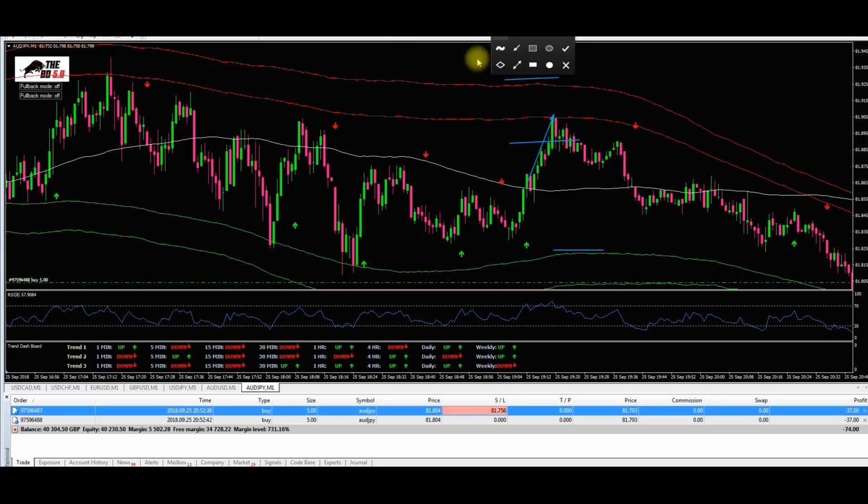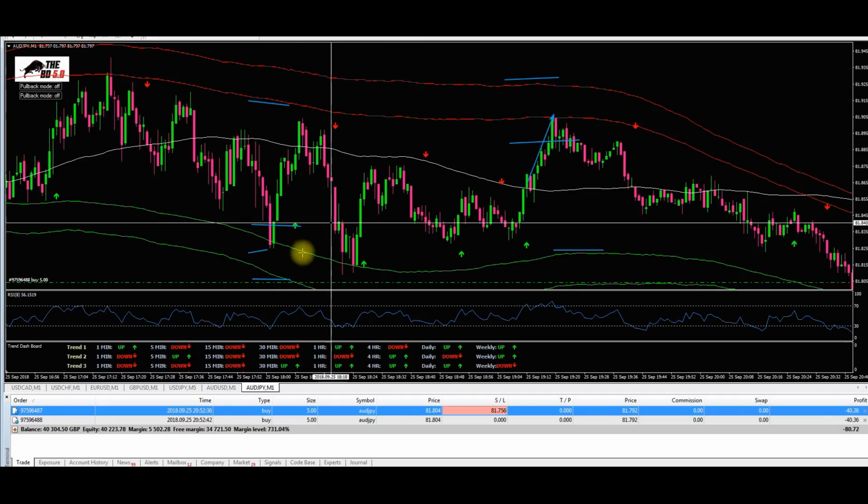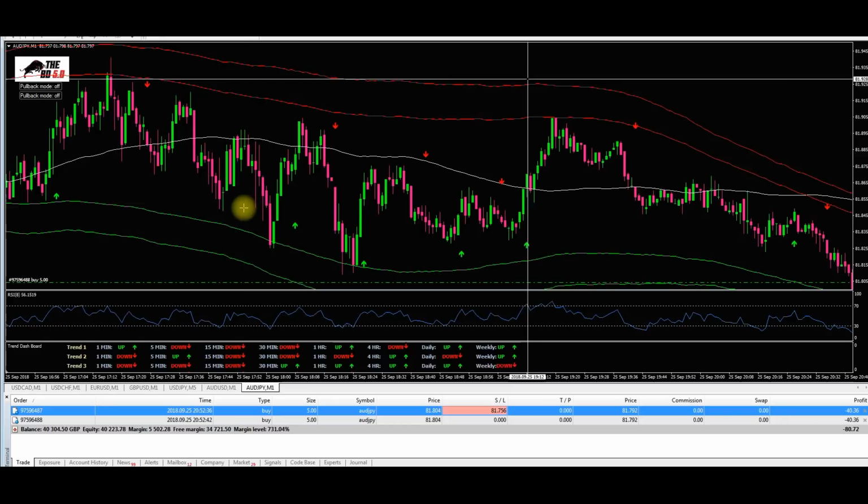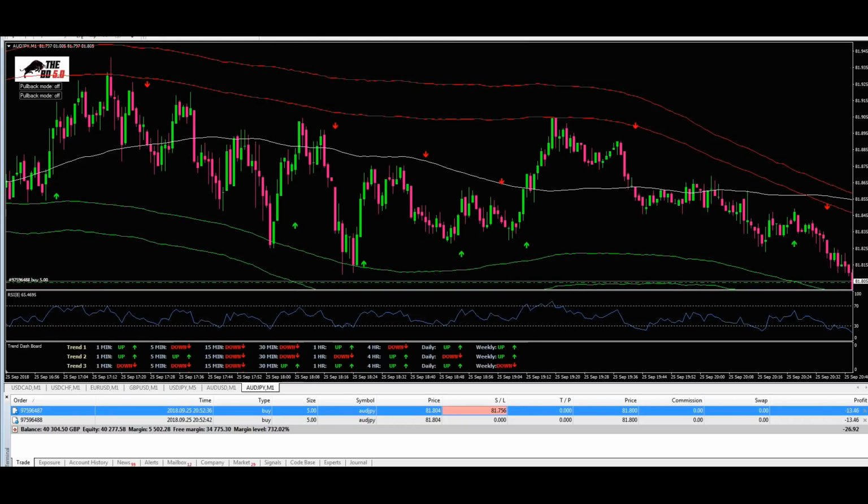Okay, and we can do that all along, even here. And let's say we got into a trade here, we set our stop loss at the bottom of the zone, our take profit at the top of the zone here. And would this have won? Yeah, that would have been a nice trade. It would have taken quite a while, but that would have won.